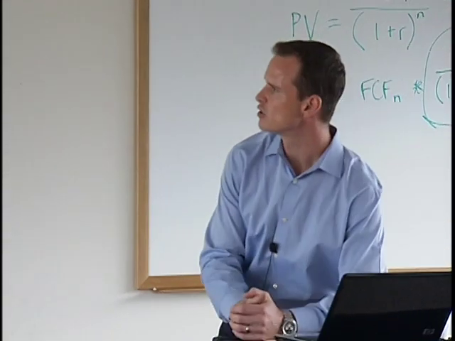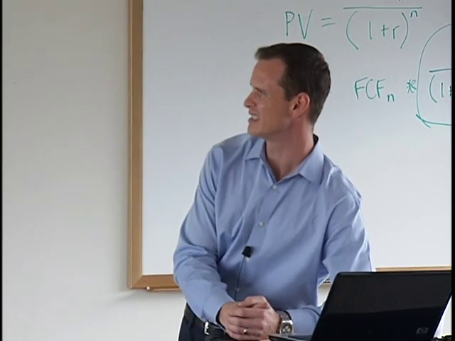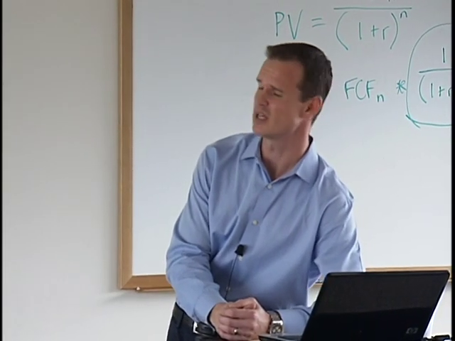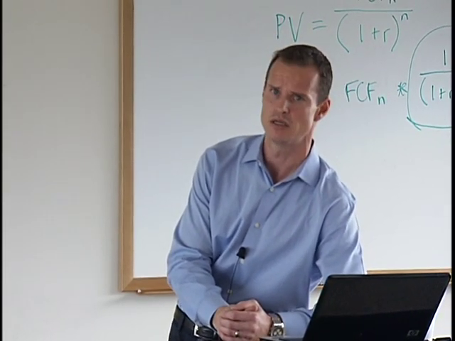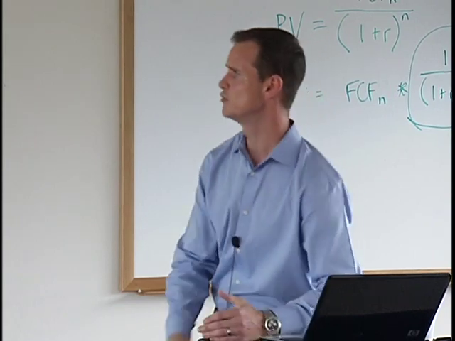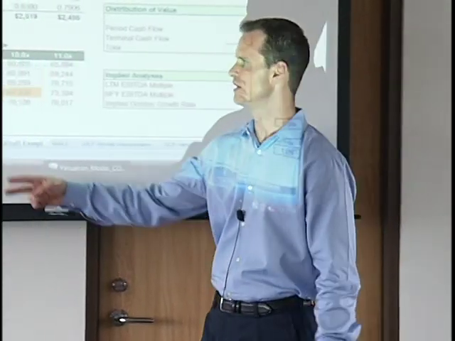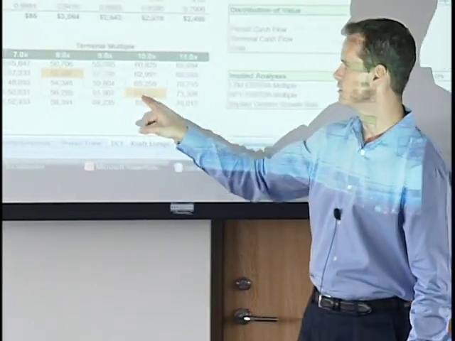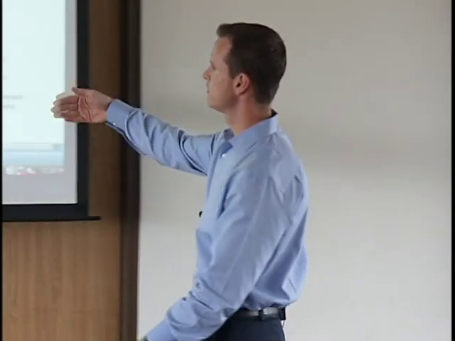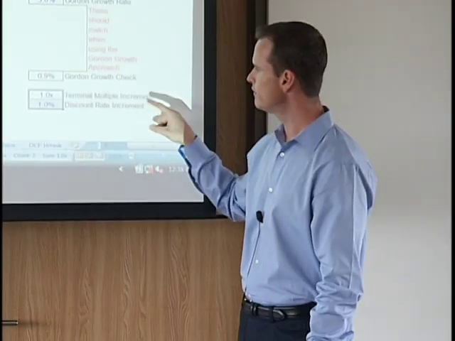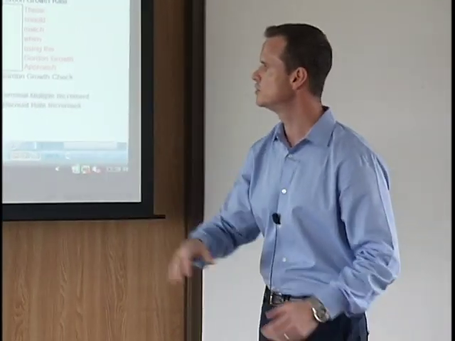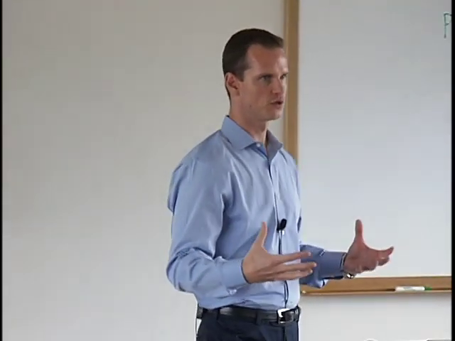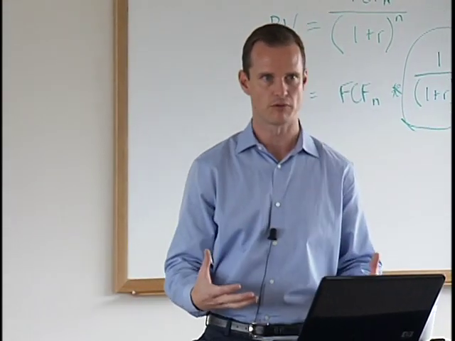So terminal multiples could actually be between 7 and 11 times, but we think most likely they're going to be between 8 and 10. Discount rate might be between 4 and 8%, but we think most likely it would be between 5 and 7%. And that allows us to speak in terms of a range of values. What we've done as part of our assumptions, we've assumed 2 different increments for our terminal multiple and for our discount rate.